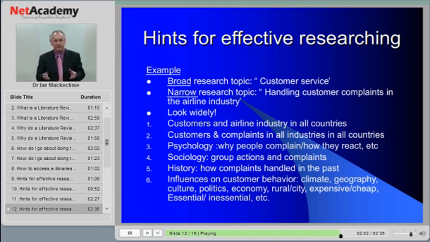Things like geography, where people live. Look at climate, look at culture, look at the politics, look at economic factors, look at the difference between people complaining that live in a city area compared to a rural area. Look at customer complaints in the context of perhaps expensive items and cheap items. Items that are essential for life and inessential. What we're trying to illustrate here is research needs to be seen from a broad context. So make sure that your research is broad.